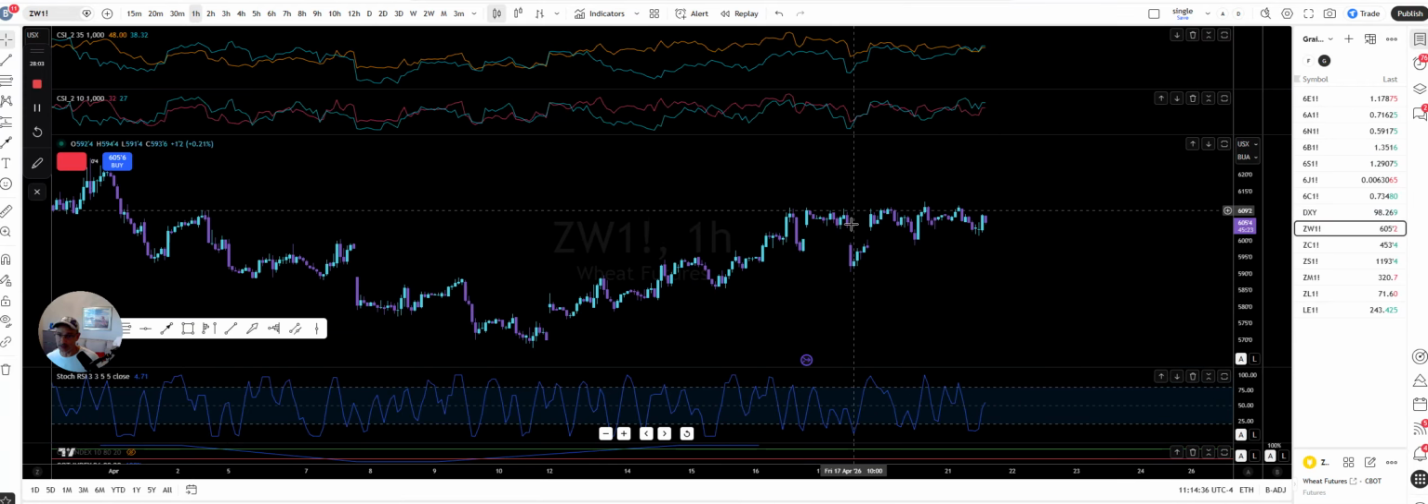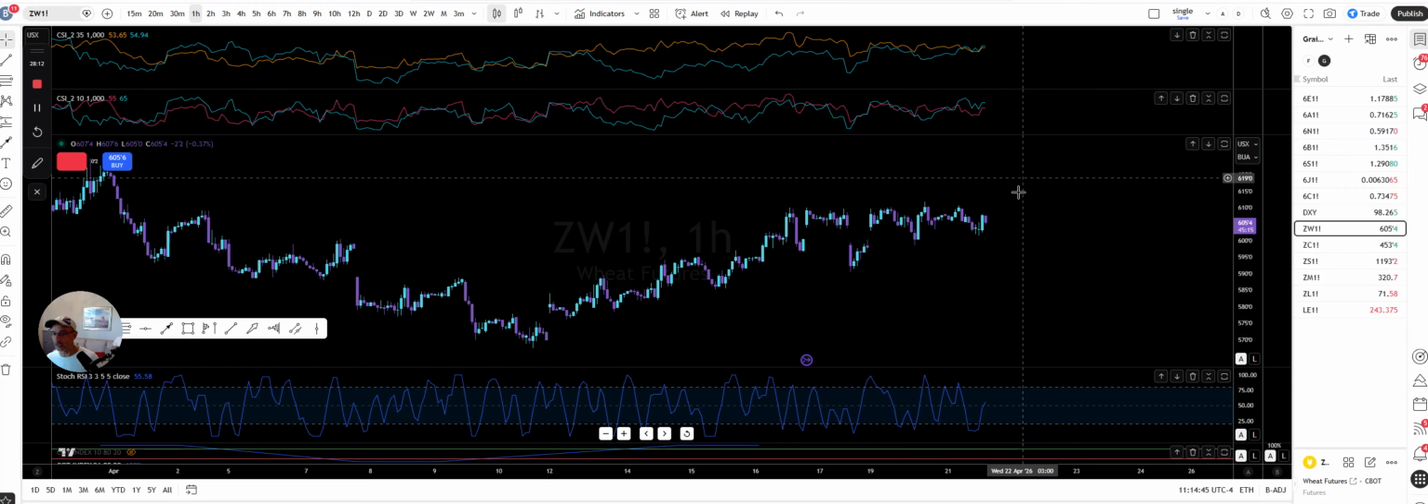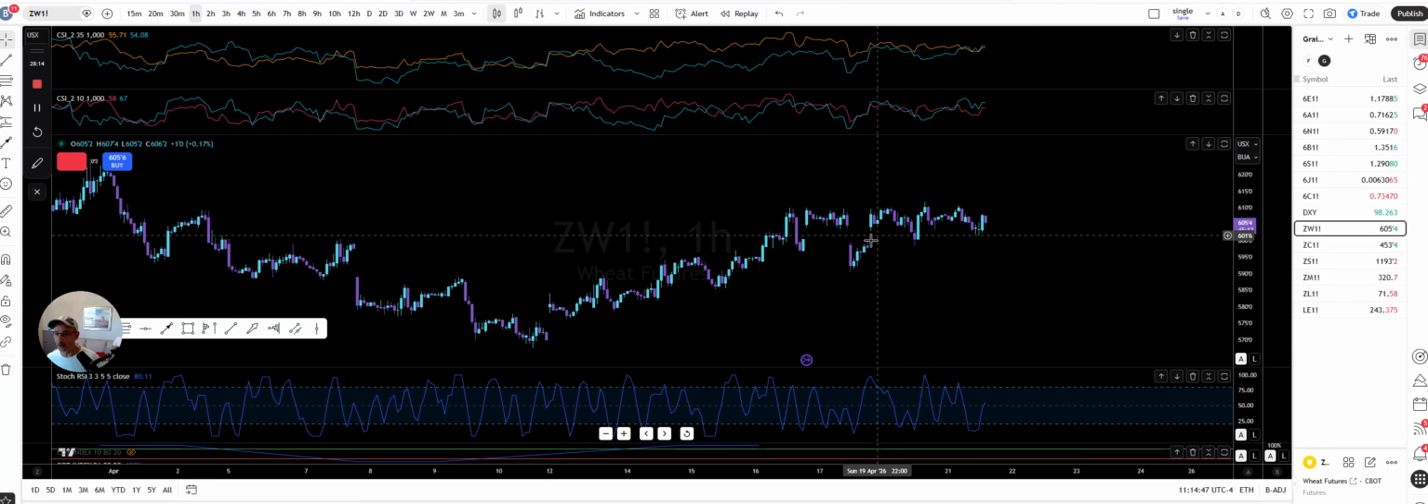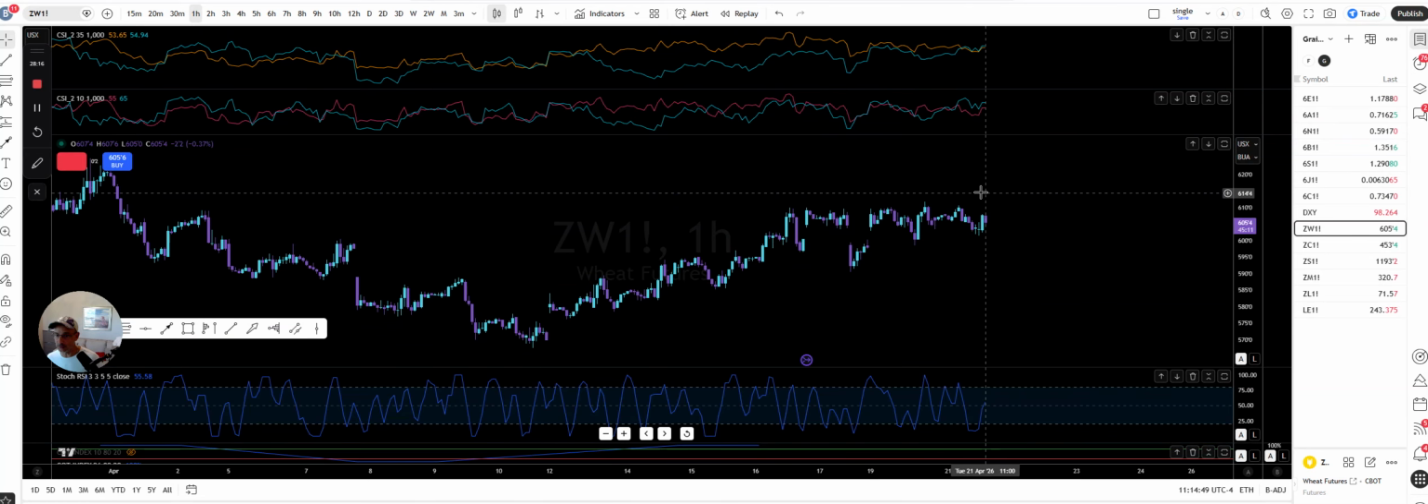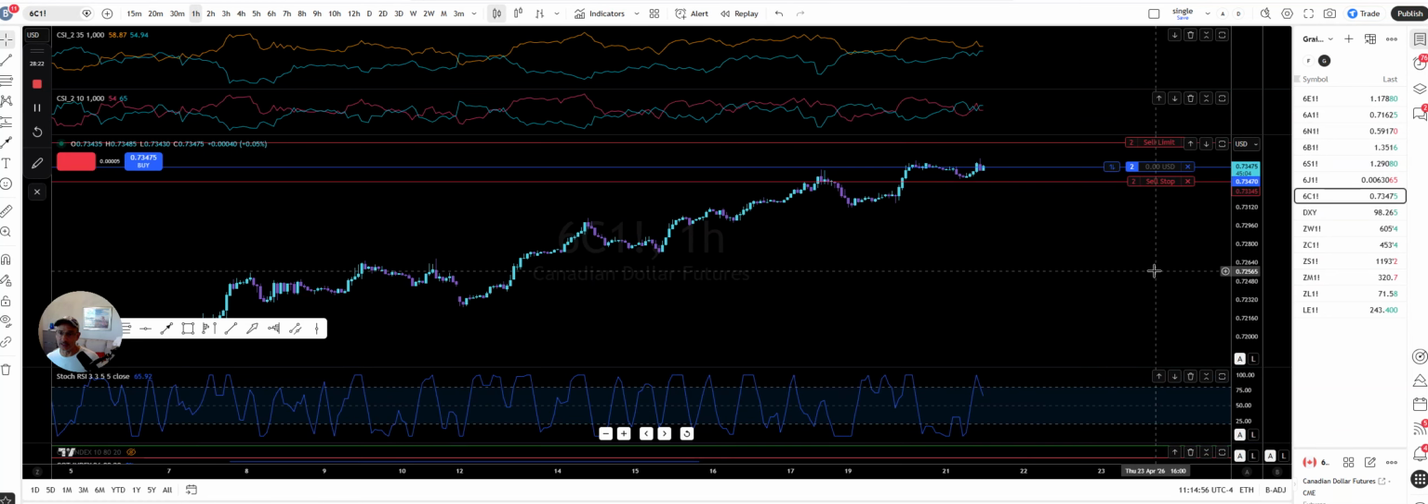And then wheat is also choppy sideways. I have no interest in trading this right now. There's no trend. It's very ugly. So if we start trending down or trending up again, fine. But right now, we're basically inside of what looks to be a pretty defined range right here. So I'm not trading that. And then in currencies, currency futures, another one that's just dead in the water.